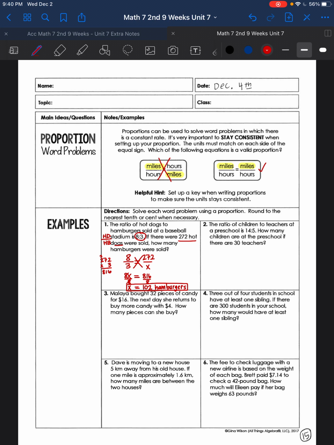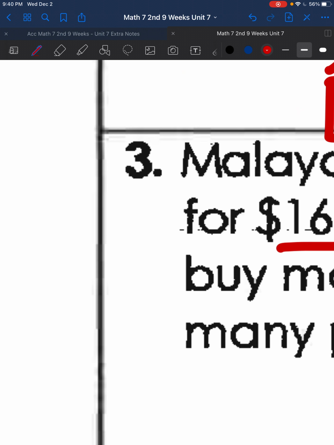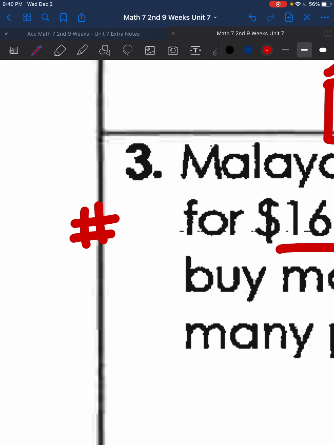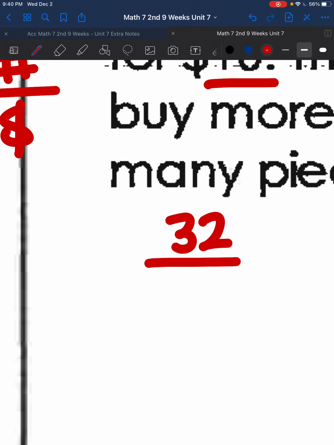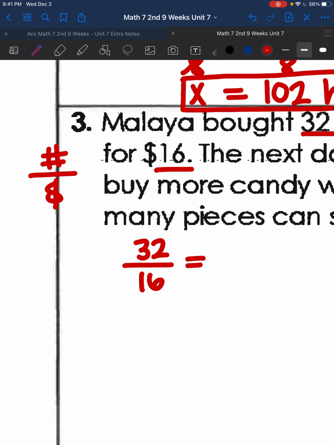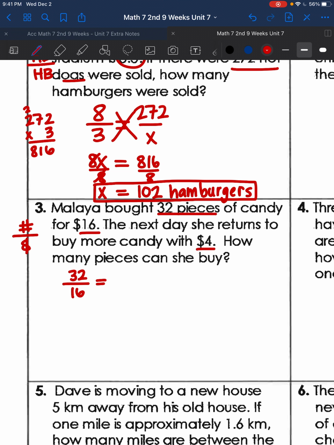Okay, let's look at number 3. Malaya bought 32 pieces of candy for $16. The next day, she returns to buy more candy with $4. How many pieces can she buy? Okay, so we know that she bought 32 pieces and spent $16. So I'm going to represent that as the number of pieces over the money spent. Okay, so she buys 32 pieces and spends $16.